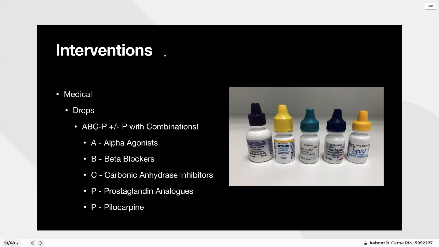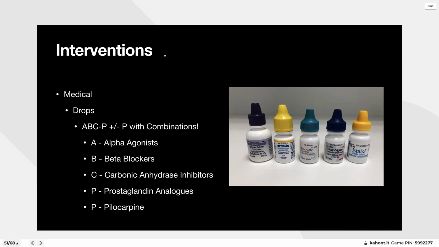Now, A, B, and C, alpha agonists, beta blockers, and carbonic anhydrase inhibitors, they decrease the amount of fluid produced in the ciliary body largely, and prostaglandin analogs, the P, and pilocarpine, the P, increase the amount of fluid that's drained out of the eye, either through the normal traditional pathway or through some other pathways that we won't go into too much detail about now. So again, there's ABC, which are decreasing the tap, and P, which increase the outflow of fluid out of the eye.